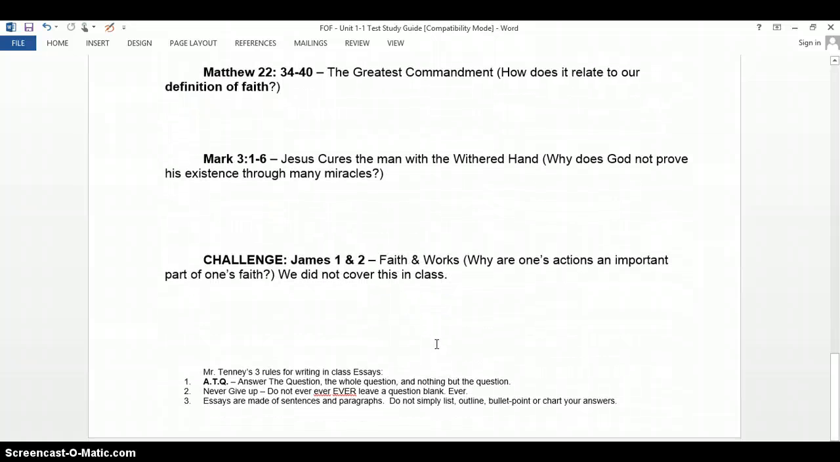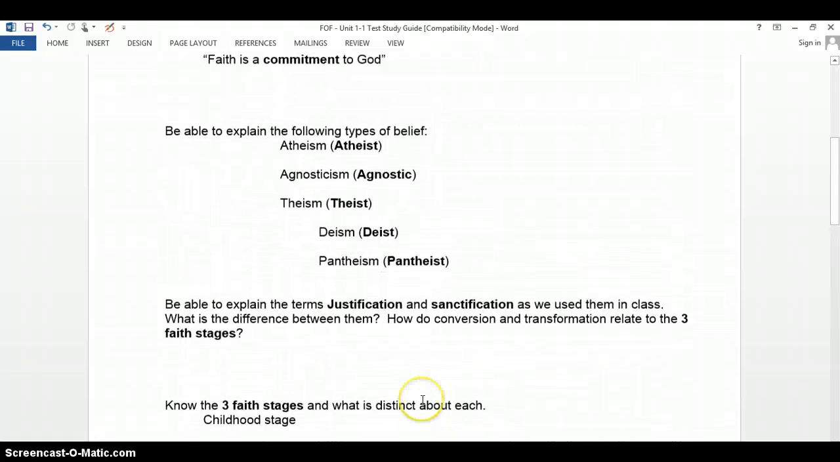Okay? Good luck. And here are some tips for writing essays. Make sure you answer the whole question. Don't ever leave anything blank. And don't ever just list or bullet point your essays. They have to be in sentences and paragraphs.